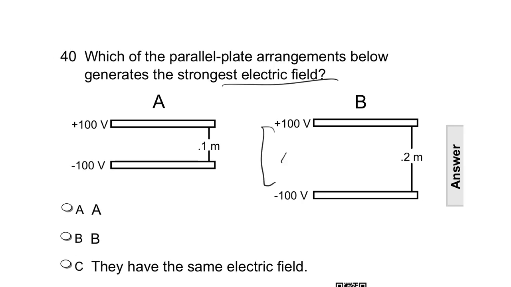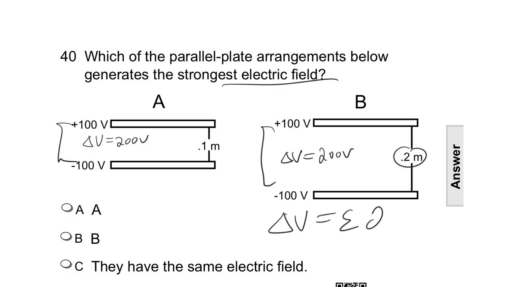Which generates the strongest electric field? Okay, again, change in V is plus or minus, I don't really care. 100 minus a negative 100 is 200 volts. Between these, it's the same 200 volts, but the distance here is twice as much. So change in V equals ED, E equals change in V over D. The one with the smaller distance will have the bigger E. So that would be A.